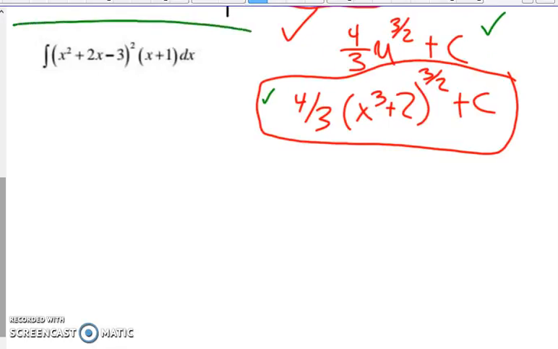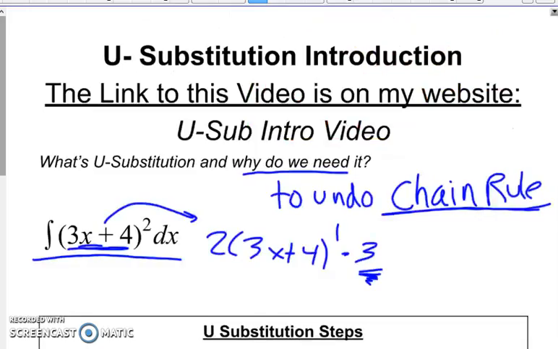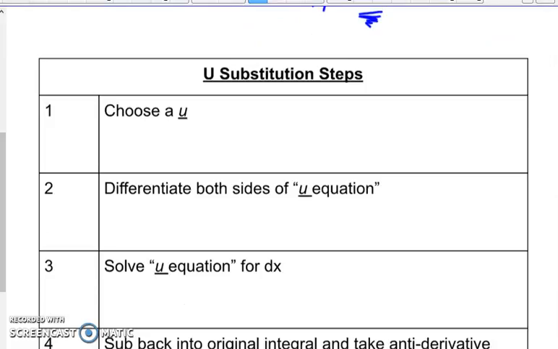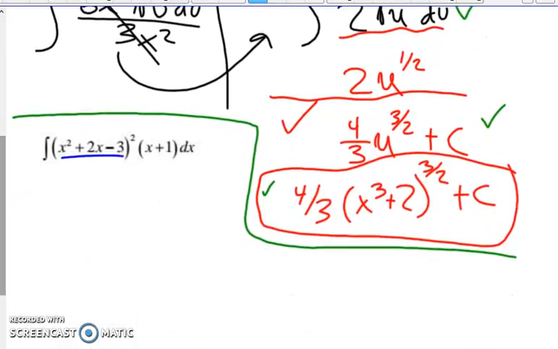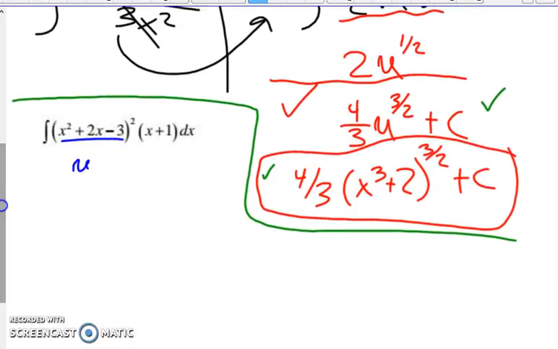So your first step is to decide what u is going to be. If you go back to your steps here, a couple pieces of advice. Your u usually wants to be the inside part. So if you have a function with an inside part, that's a good choice for the u. Okay, and we'll do some more practice. There's some other situations too we will talk about. But in this case, there's this part that's inside the square. So I'm going to choose my u as x squared plus 2x minus 3.